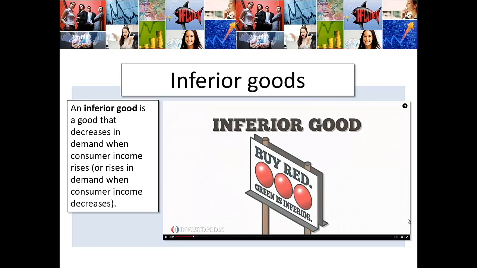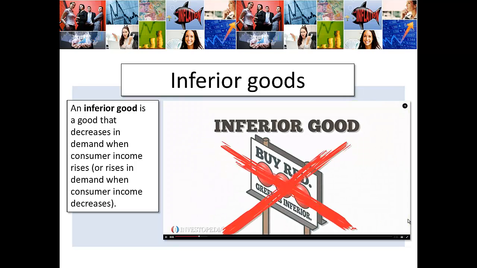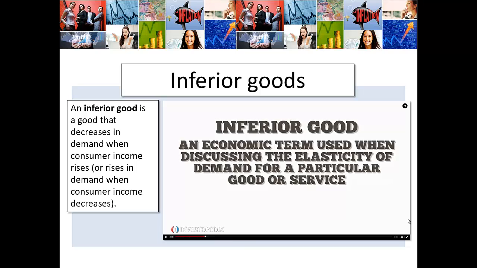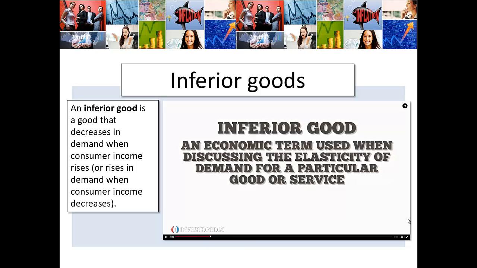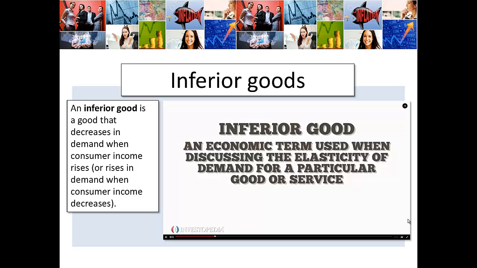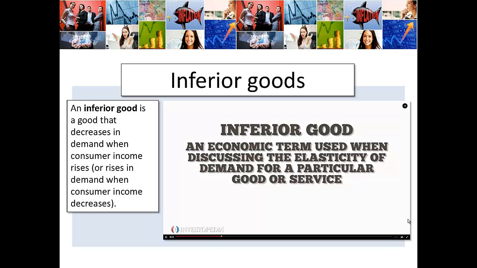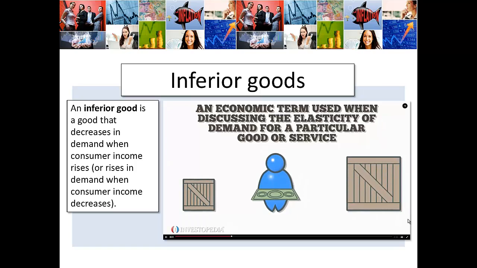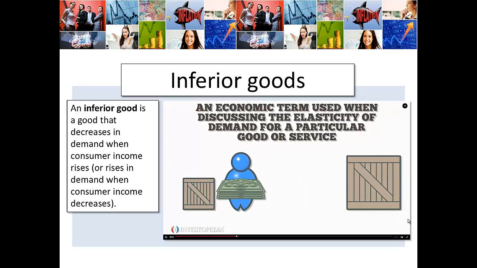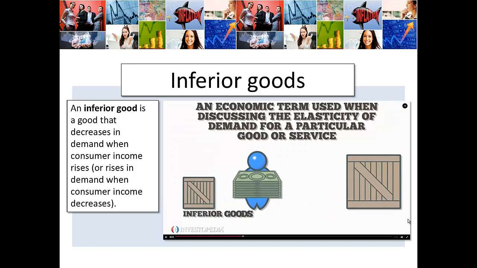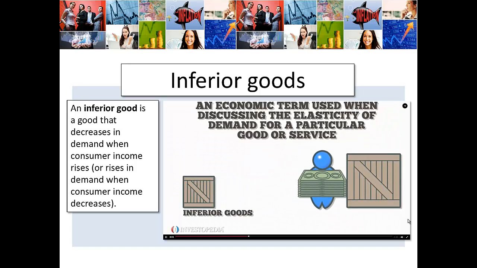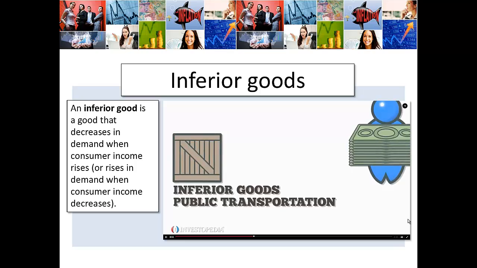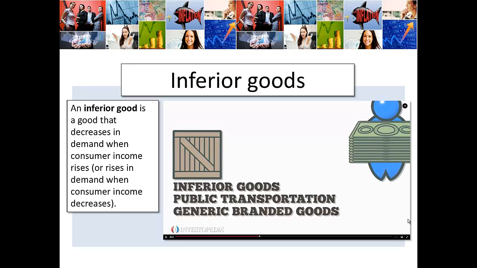The term inferior good does not describe a lack of quality, but rather is an economic term used when discussing the elasticity of demand for a particular good or service. Income elasticity of demand is a measure of how consumer demand changes for a good or service when consumer income changes. As consumers' income increases, the demand for inferior goods decreases. Examples of inferior goods are public transportation and generic branded goods.